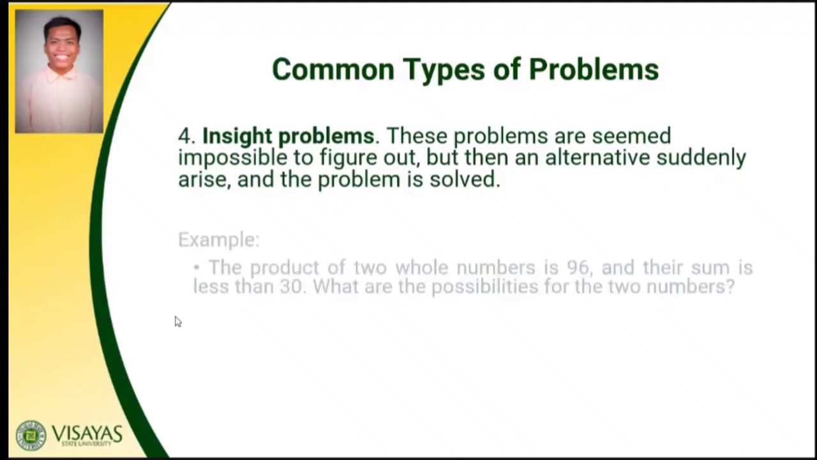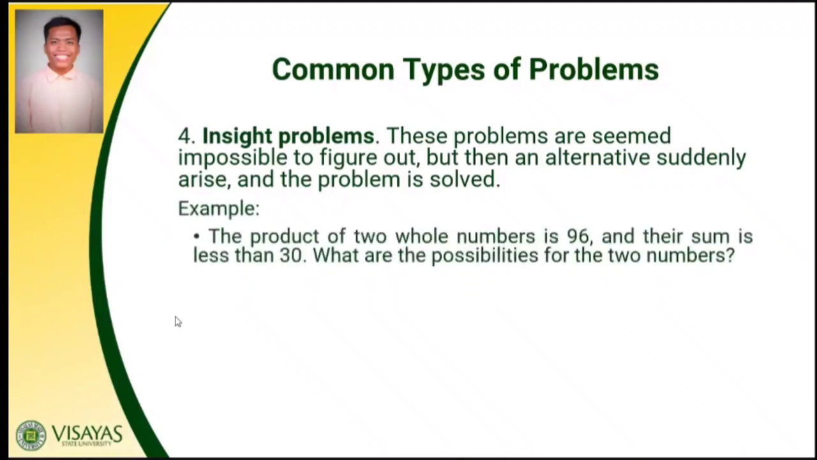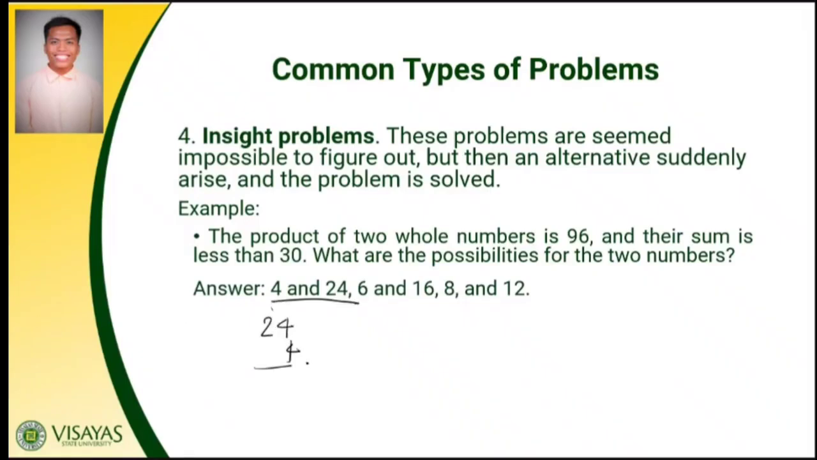Okay, nga rin nabilong. So the product of two whole numbers is 96 and their sum is less than 30. What are the possibilities for the two numbers? So your answer could be 4 and 24. Ato i-check. 24 times 4, is it 96? So this is 96, correct. Is 24 plus 4 less than 30? Yes. Okay, kaya naman siya diha, the product of two whole numbers is 96. Okay, then their sum daw is less than 30, so 28 is less than 30.